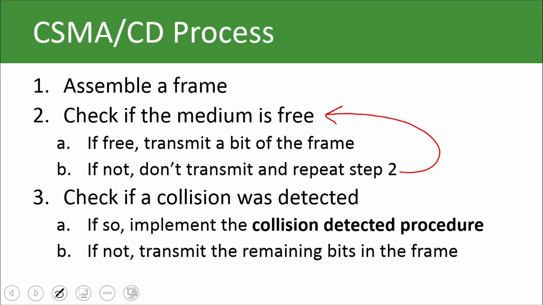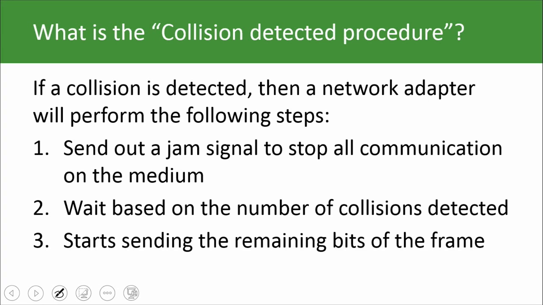All right, let's check out that collision detected procedure. What happens if there is a collision is sort of like in real life if two cars crash. You send out a jam signal and it stops all communication on the medium, so everything comes to a screeching halt. The devices are going to wait for a period of time that's dictated by the number of collisions that occurred, and then once the roads are clear, it's going to start sending the remaining bits of the frame out on the network.